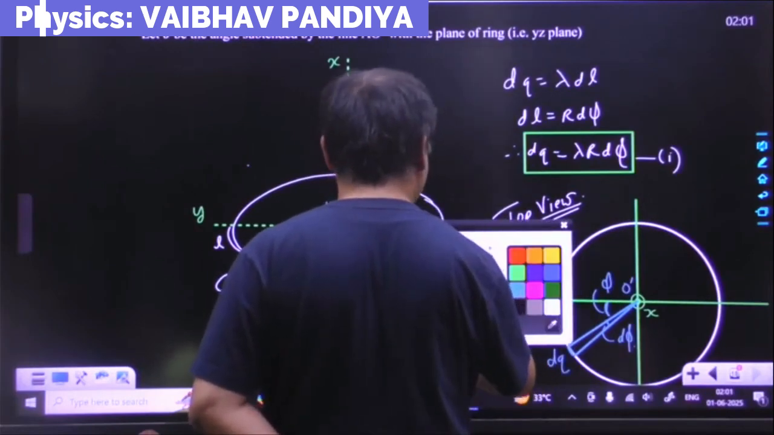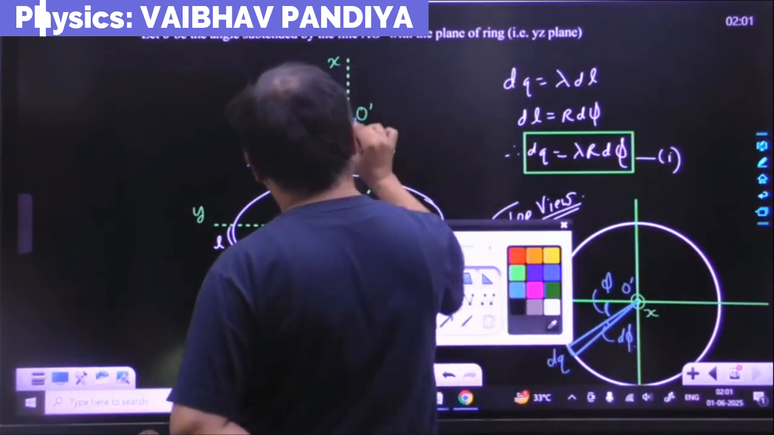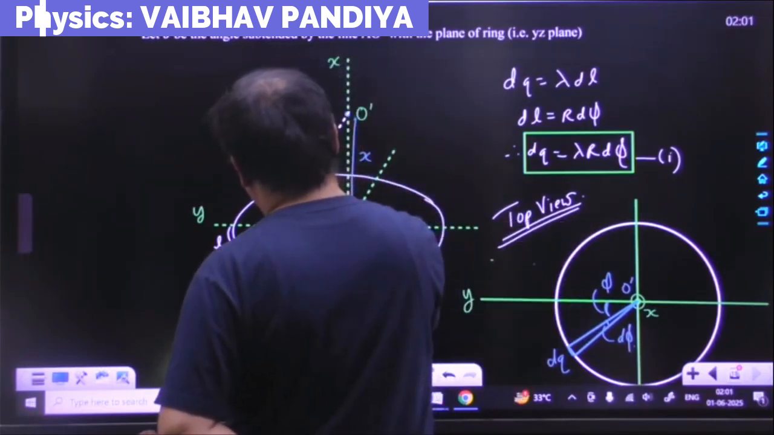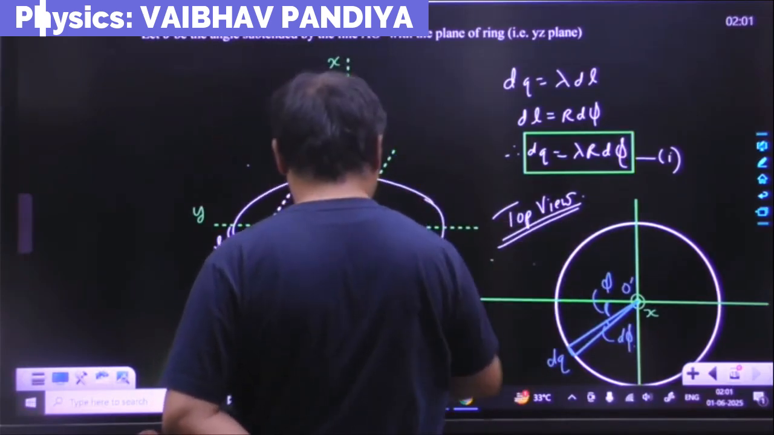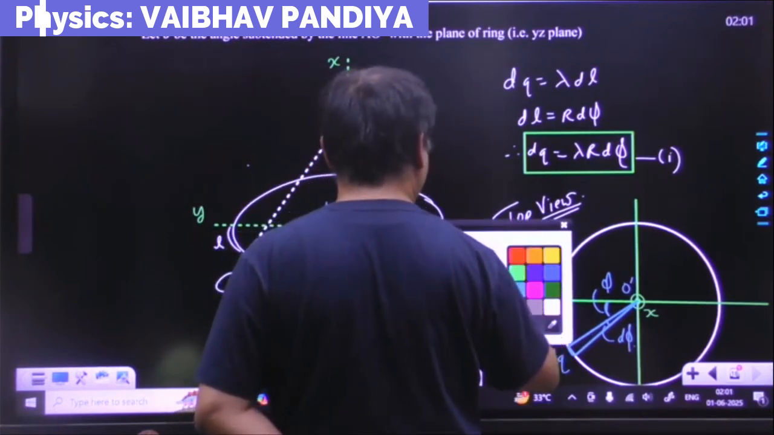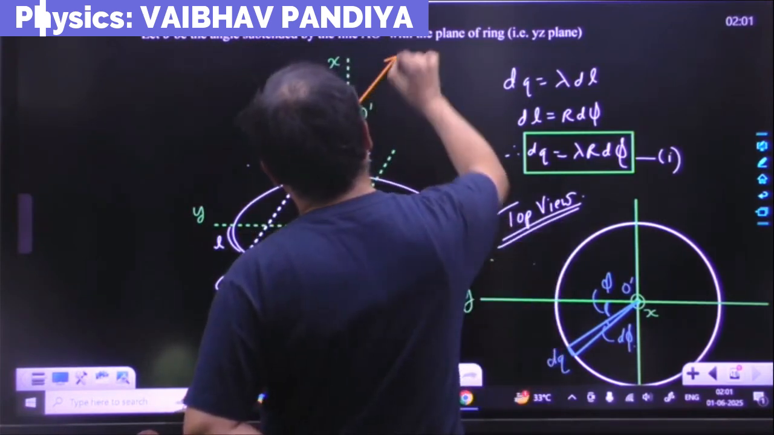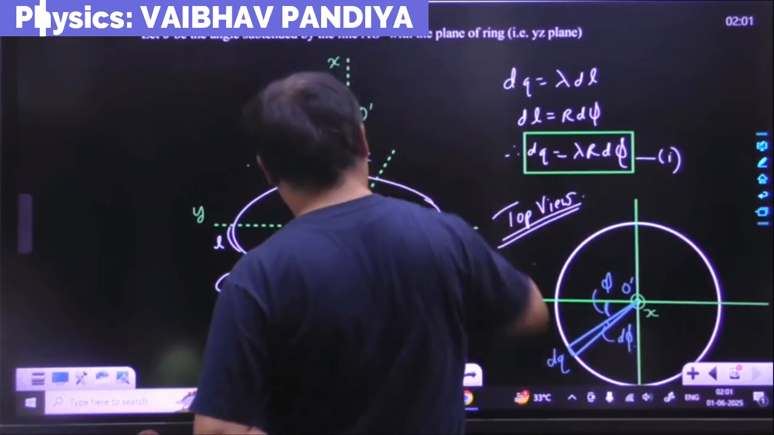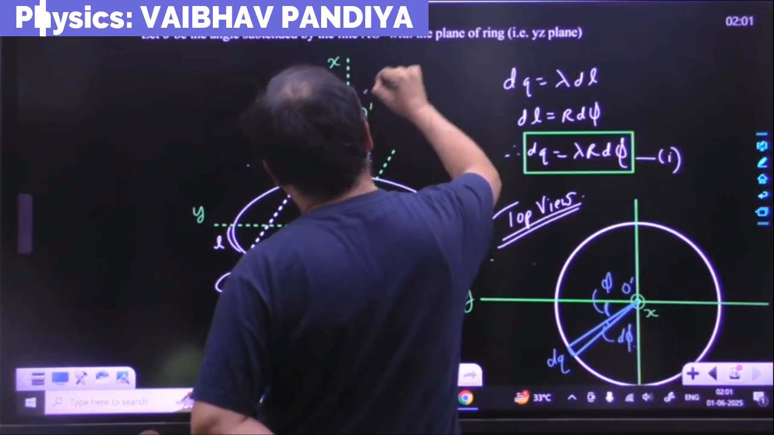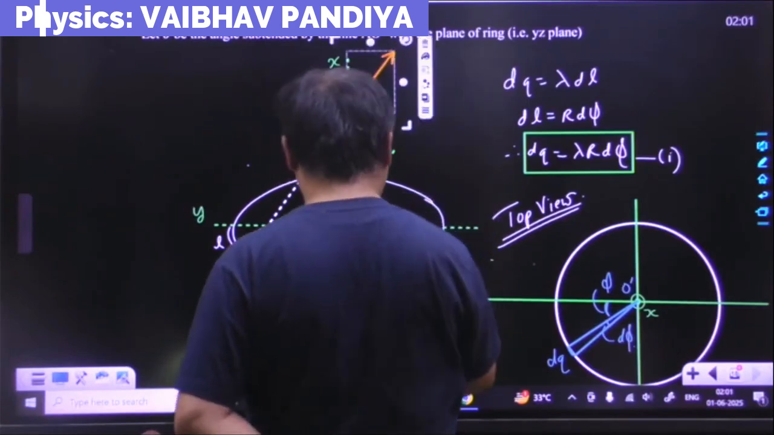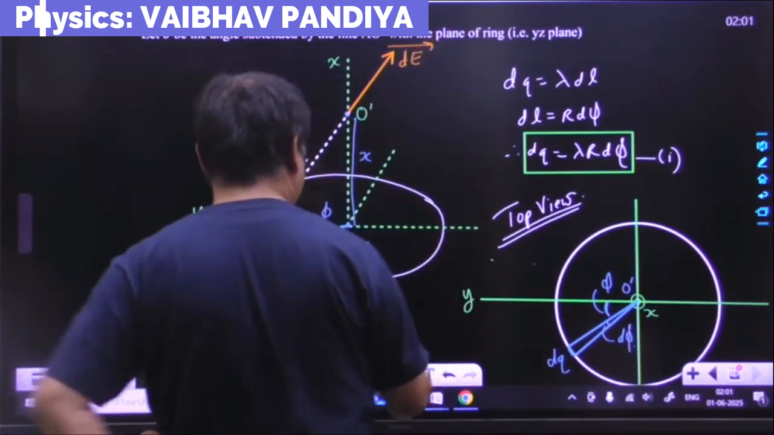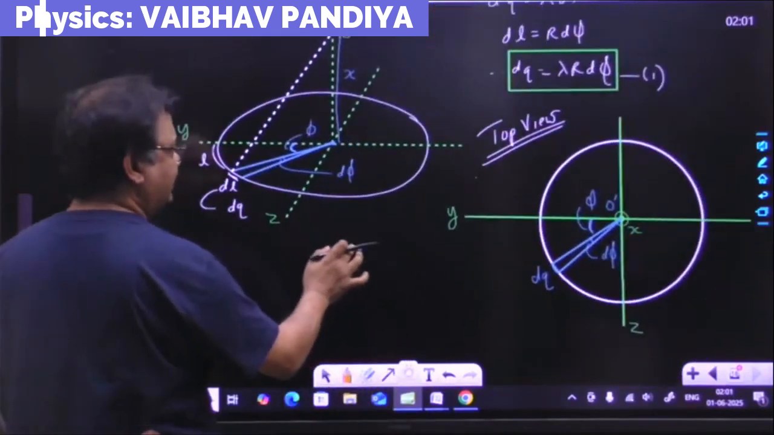So we know the basics. When you find the field, this dq will be treated as a point charge. So we'll make a line joining dq with the target point, and your vector dE will be along this line, correct? This is your vector dE, correct? Now what will be the magnitude of vector dE?